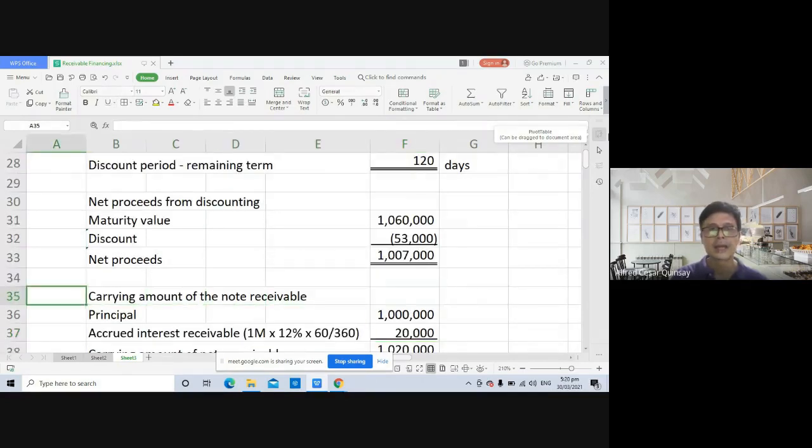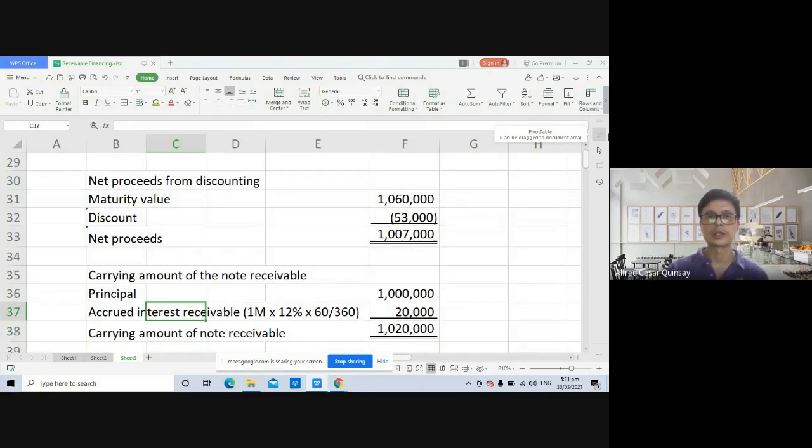Now, yung carrying amount ng notes receivable na yon would be the principal of 1 million, okay? And then accrued interest receivable. So, i-accrue natin 'yon, kasi nag-bear na ng interest 'yon. So, ito yung magre-reflect doon sa financial statement, okay, under sa current asset pa rin, note receivable. So 1 million plus 20,000, so obtain siya by getting 1 million times 12% times 60 over 360.